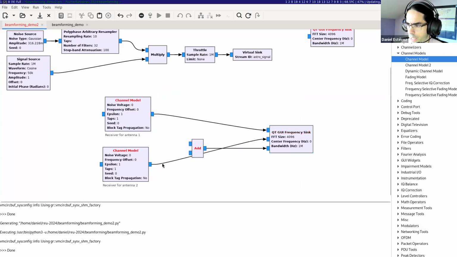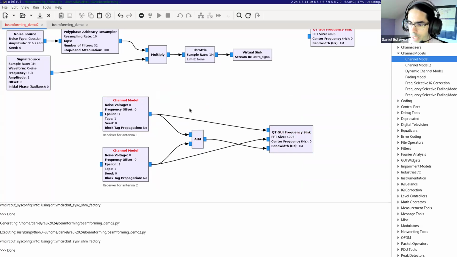So here what I have is a GUI frequency sink, which is used to look at the signals received by each of the antennas separately, and then also the sum. So the idea of a beamformer is that we want to sum the signal of the two antennas or of many antennas. Here I'm using the case of two antennas as an example, but everything I'm explaining carries over to more than two antennas with no difference really. So with the channel models, we add the two antennas and we show this in the QT frequency sink.